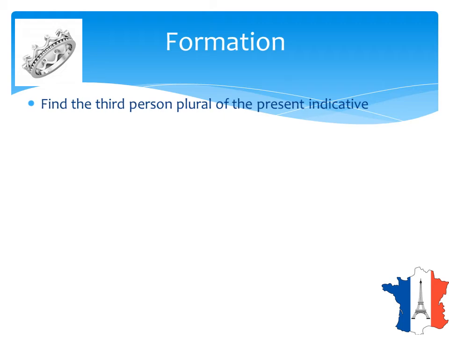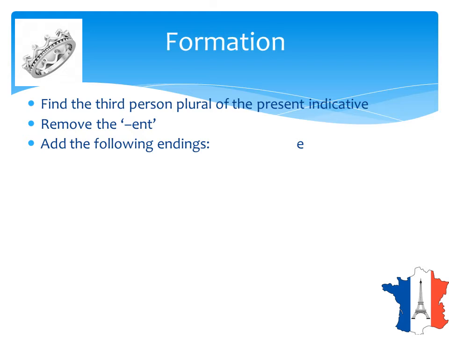Here is the formation. Find the third person plural, that is, the ils form of the verb in the present tense. Like I said before, remove the ent and add the following endings: e, es, e, ions, iez, ent. Very similar to the er verb conjugations in the present tense, but you can always identify the nous form and the vous form by an extra i.